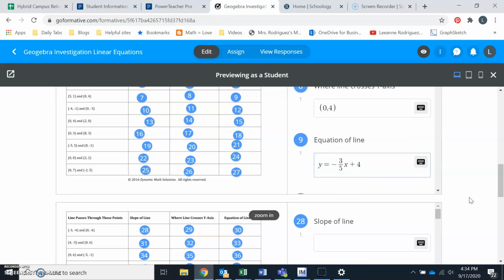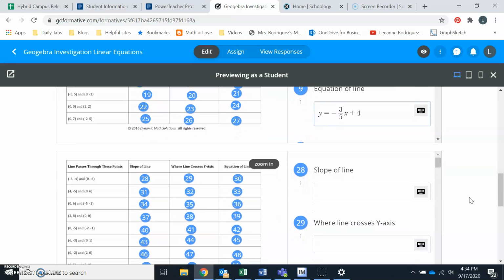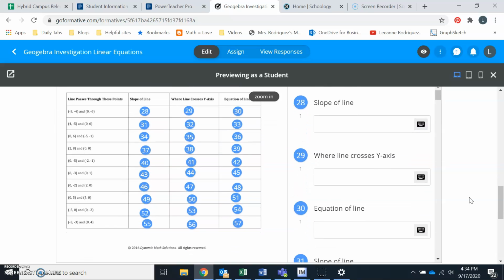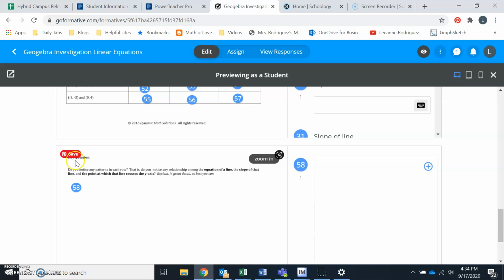Once you have completed all of these, and again, once you've figured out the pattern, it goes a lot faster. Once you've completed all of the problems, you are going to explain what the pattern is. How would you explain to somebody how to take the equation and identify the slope and the y-intercept?